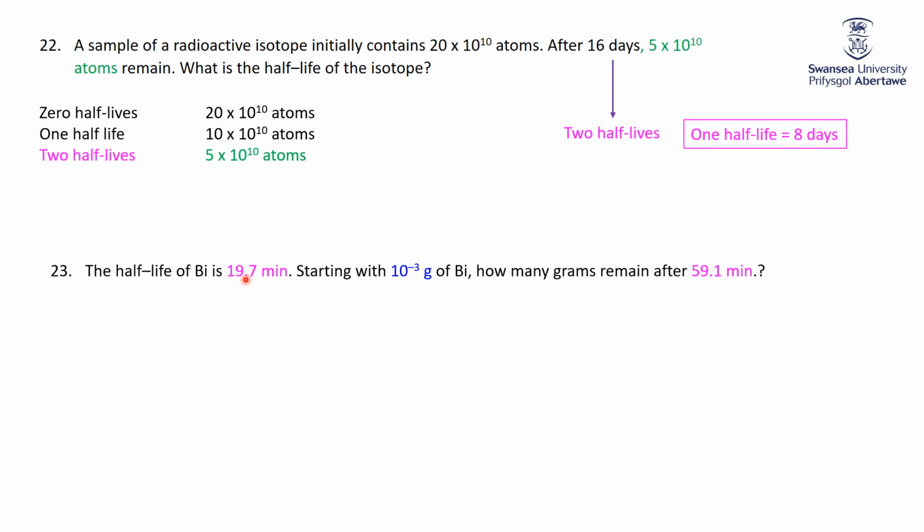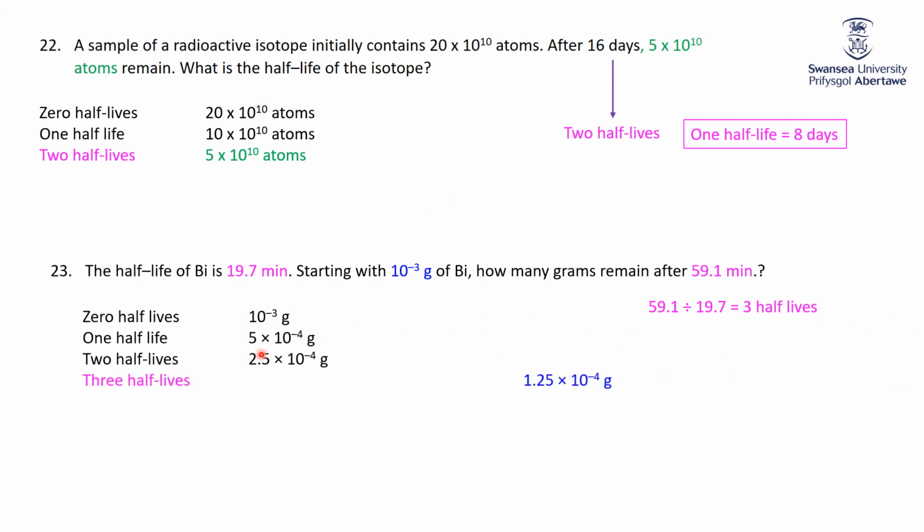Half-life of bismuth is 19.7 minutes, starting with 10 to the minus 3 grams. How many grams remain after 59.1 minutes? Well, 59.1 divided by 19.7 is 3 half-lives. It's a good thing it's a whole number of half-lives, because you don't know what to do with a fractional number of half-lives. After 0, you've got 10 to the minus 3. After 1, 5 times 10 to the minus 4, half of that. Half it again, 2.5 times 10 to the minus 4, and after 3, half it again, 1.25 times 10 to the minus 4. That is what you've got left after 3 half-lives.